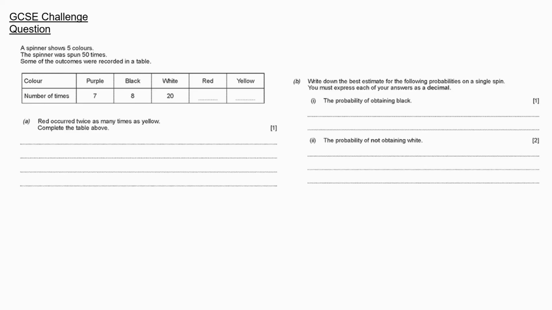These are GCSE questions, quite challenging. Please pause the video now if you'd like to try it, and when you're ready to go through the answers, press play. Here are the answers. Red occurred twice as many times as yellow. So to complete the table, I could just notice that the ratio of red to yellow is 2 to 1.